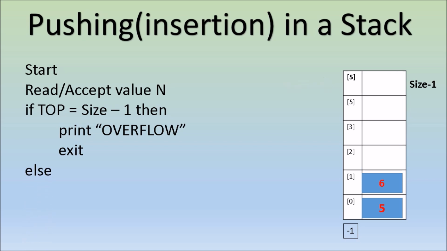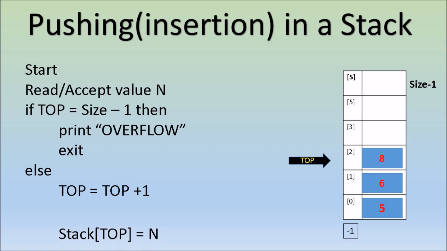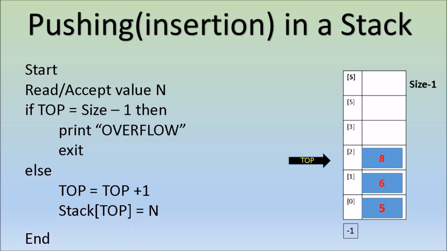Otherwise, in the general case, suppose top is pointing at 1, first you need to increment this top to index number 2, that is top plus plus, and then you can insert the element. So two steps we need to perform. First is top equals top plus 1 or top plus plus, and then at this index we can assign the value: stack at top equals n. So this is the algorithm to push an element into a stack.